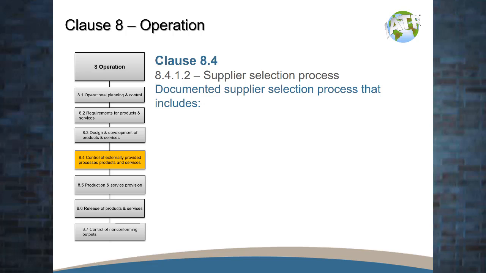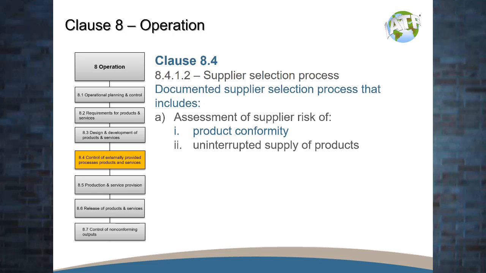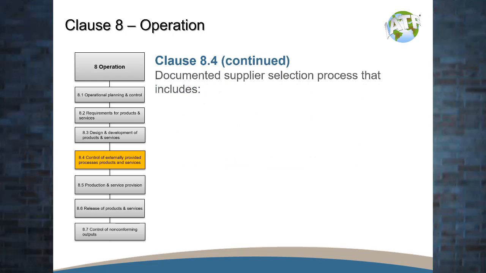But you see at 8.4.1.2, specifically the selection process for suppliers, there needs to be a documented process that includes an assessment of supplier risk, of product conformity, uninterrupted supply of product, and also what are the relevant quality and delivery performance indicators and requirements for those particular suppliers. And then that becomes an input into management review that we see here in a few minutes.